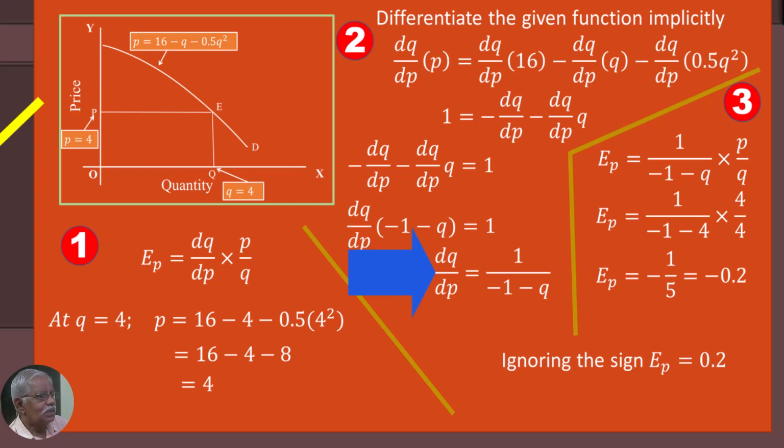We shall substitute these values in the formula. Elasticity of demand equal to 1 by minus 1 minus q, 4 over 4, minus 1 by 5, negative 0.2. Normally we ignore the negative sign in estimating elasticity. So the elasticity value is 0.2. That is the correct value.